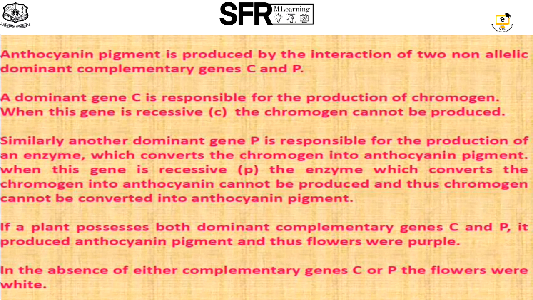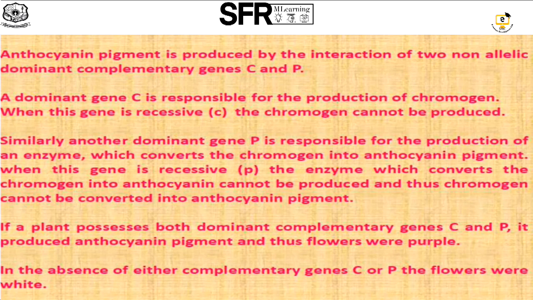Anthocyanin pigment is produced by the interaction of two non-allelic dominant complementary genes, C and P. The dominant gene C is responsible for the production of chromogen. When the gene is recessive, that is small c, the chromogen cannot be produced. Similarly, the other dominant gene P is responsible for the production of the enzyme that converts the chromogen into anthocyanin pigment. When this gene is recessive, the enzyme cannot be produced, so the chromogen cannot be converted into anthocyanin pigment.